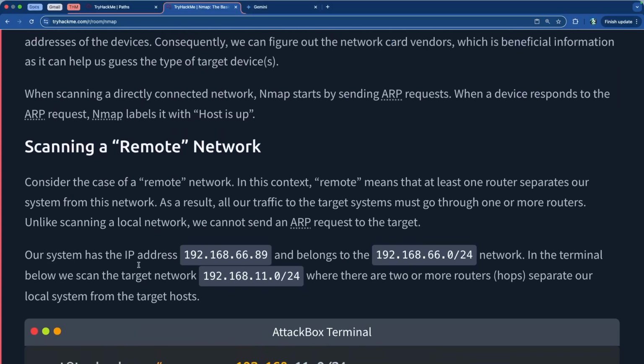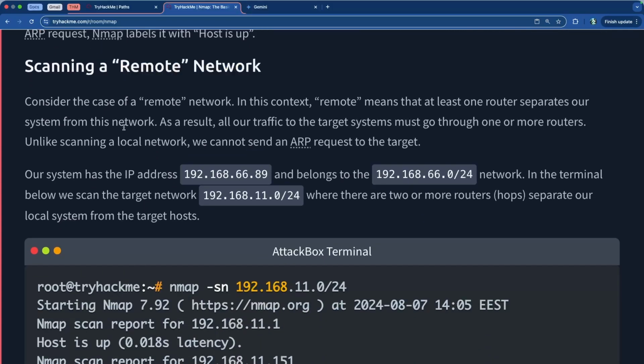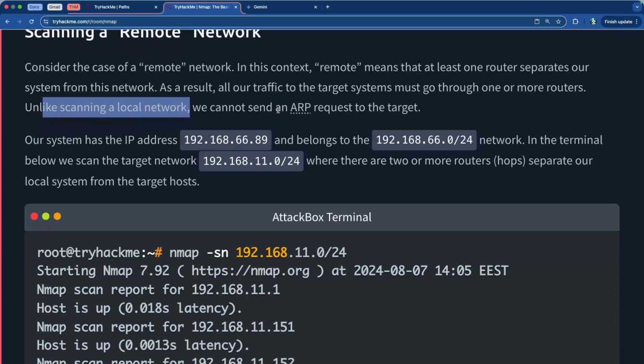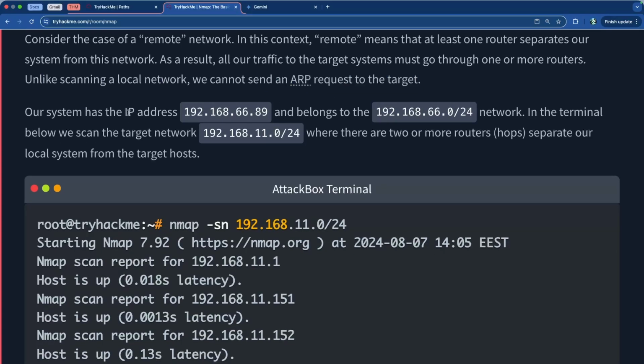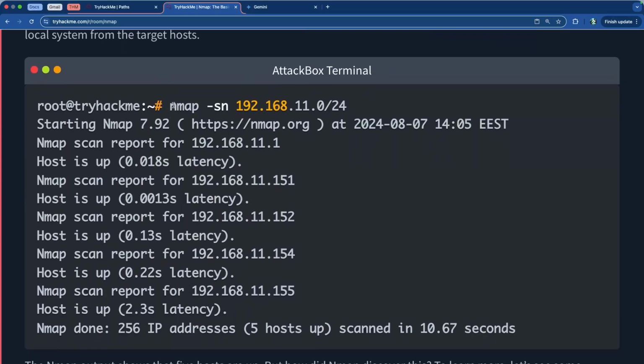Very good. Okay, cool. Scanning a remote network, so it's not connected to your Wi-Fi and it's not connected to your Ethernet, right? Remote network means that at least one router separates our system from this network. As a result, all our traffic to the target systems must go through one or more routers. Unlike scanning a local network, we cannot send ARP requests to this. The system IP address that we have is this, and it belongs to this subnet or this network. In the terminal, we scan the network belonging to a completely different subnet where there are two or more routers or hops separating us. So this will be the command, very similar to the last command that we ran.